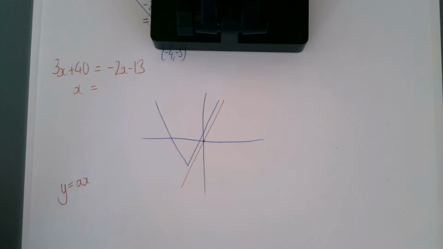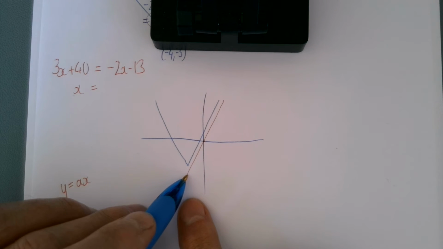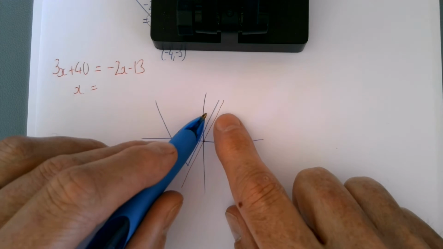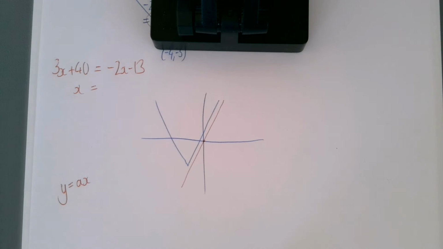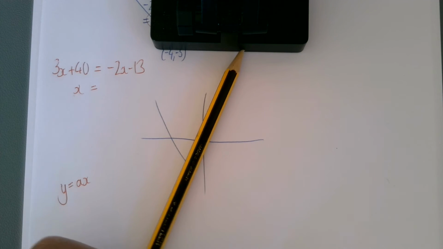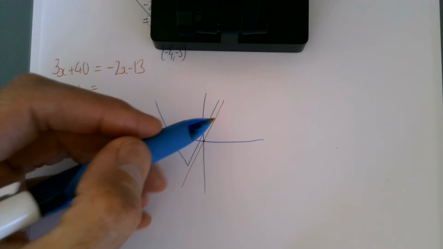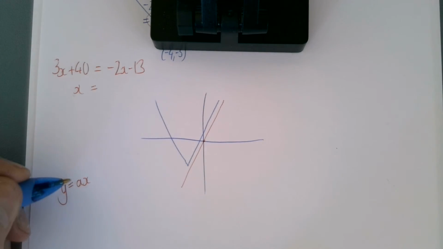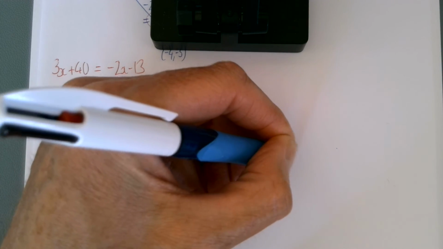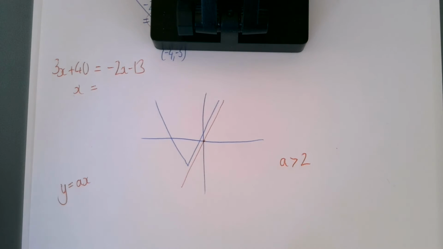The question asks what values of a are needed so that the two lines do cross at least once. Well, hopefully you can see that if it's any steeper than that, the two lines will cross. As soon as I make that red line a little bit steeper, it's going to cross the blue line up here. So for any value of a greater than 2, there'll be an intersection.